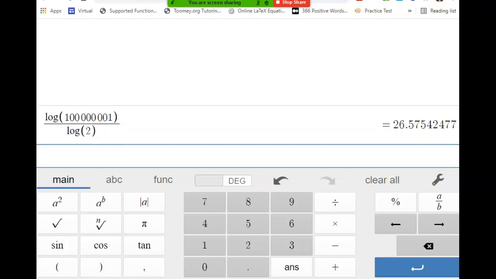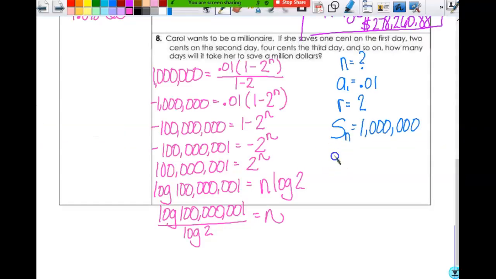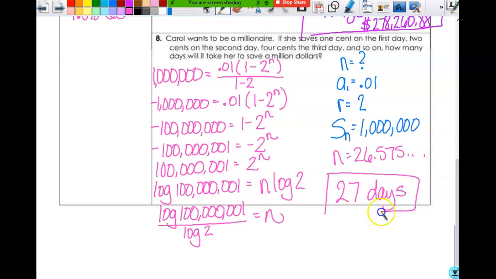Okay, so let's write that over here. So n is equal to 26.575, blah, blah, blah. So it takes over 26 days, which means my answer then is 27 days. Does that kind of seem like a ridiculous answer? It does. Totally seems like a ridiculous answer, but it's correct, and that's the way exponentials increase.